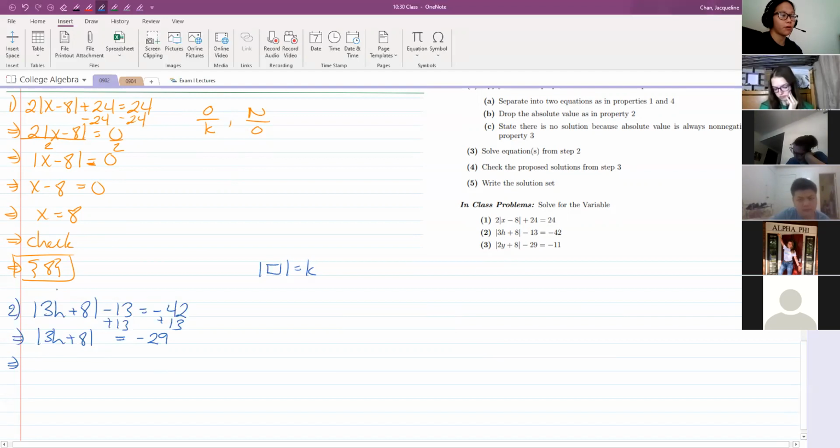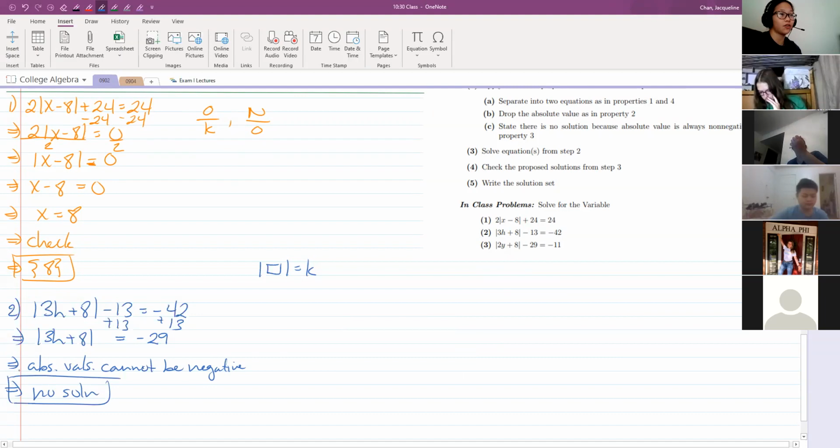I already put by property 3 on the other one, so for this one, I'm gonna say absolute values cannot be negative. So what does that mean? That means this is no solution.